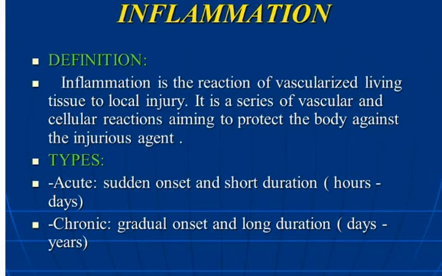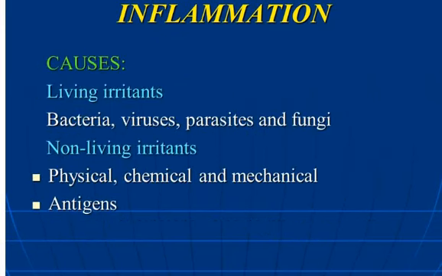Inflammation is a series of vascular and cellular reactions aiming to protect the body against the injurious agent. Types: acute, sudden onset and short duration (hours, days); chronic, gradual onset and long duration (days, years). Inflammation causes: living irritants, bacteria, viruses, parasites and fungi. Non-living irritants: physical, chemical and mechanical.